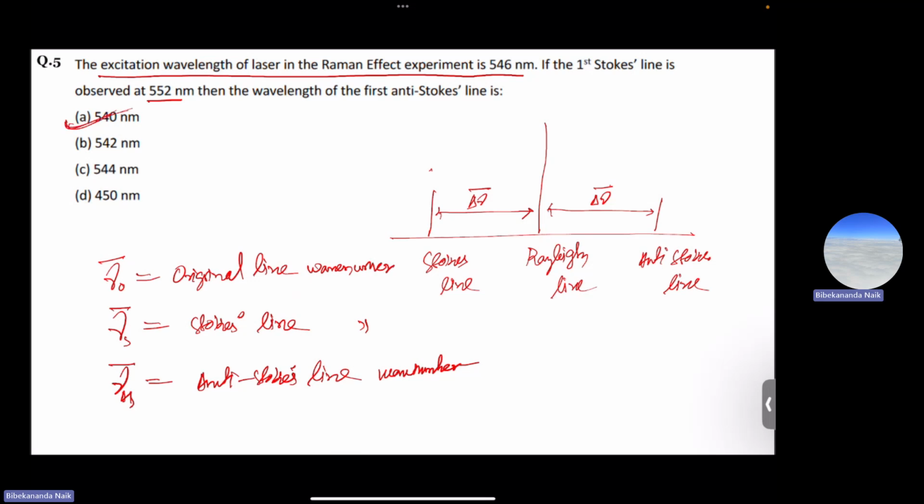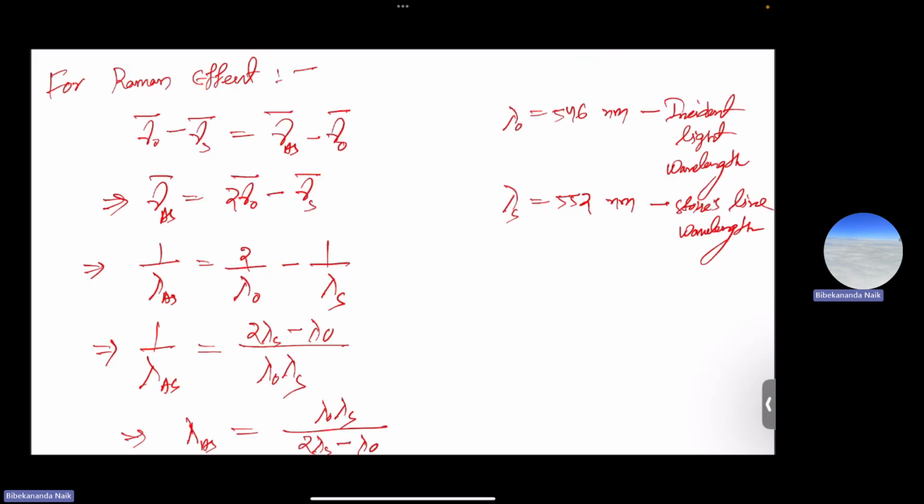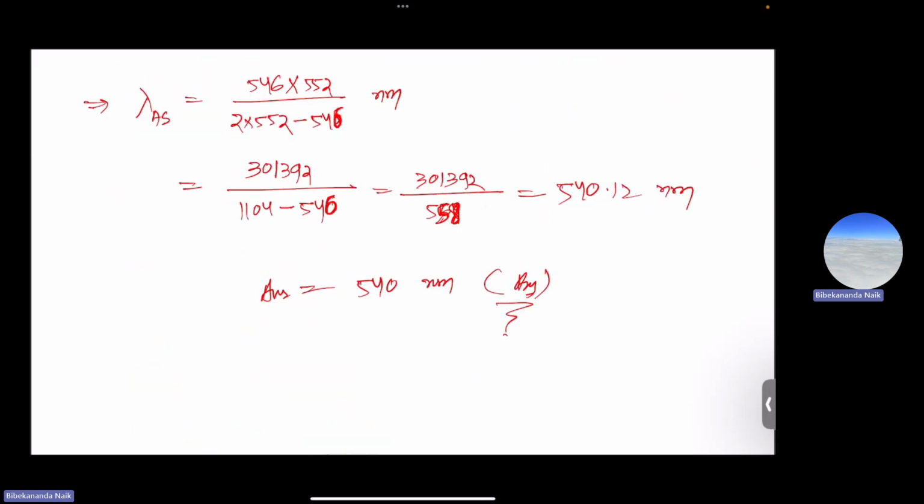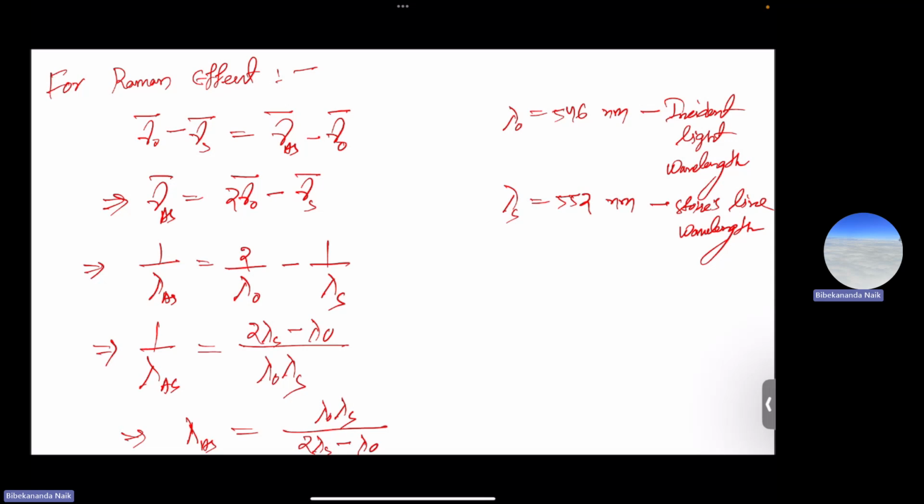So if the excitation wavelength of laser in Raman effect is 546 nanometer and the fast Stokes line is at 552 nanometer, then the fast anti-Stokes line will be at 540 nanometer. So as you can see, the Stokes line is at longer wavelength than that of the incident line, and the anti-Stokes line is at shorter wavelength than that of the incident line. So I hope this is clear to everyone.